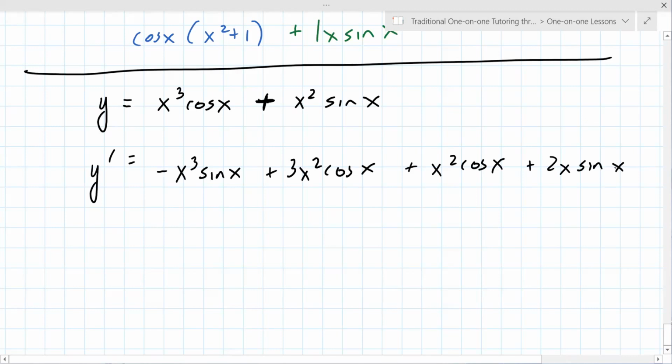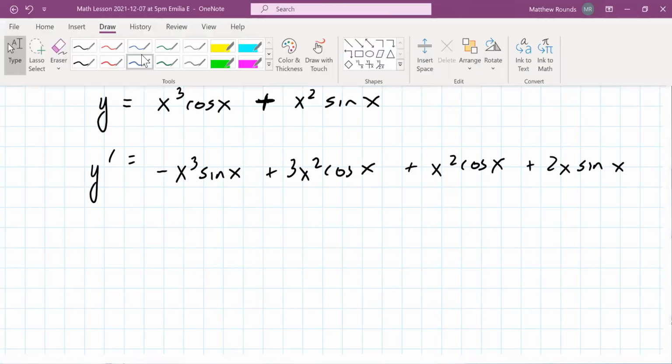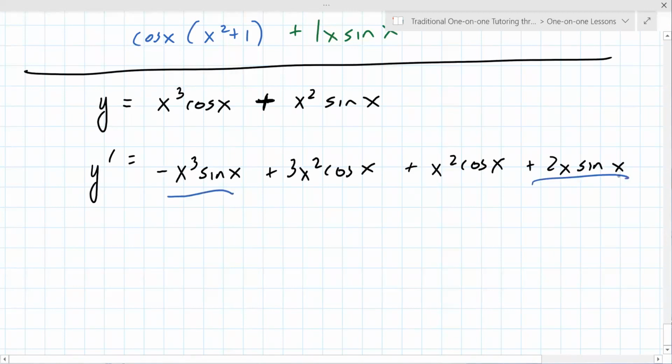Okay, so this time, let me use different colors here because I think that will be helpful. Sine x and sine x here don't combine because they're different, but you can factor out a sine x from both. Just as a preference, I'm going to put 2x minus x cubed here. But in truth, you could actually factor out an x out of both. So there are actually a lot of ways this could be presented.